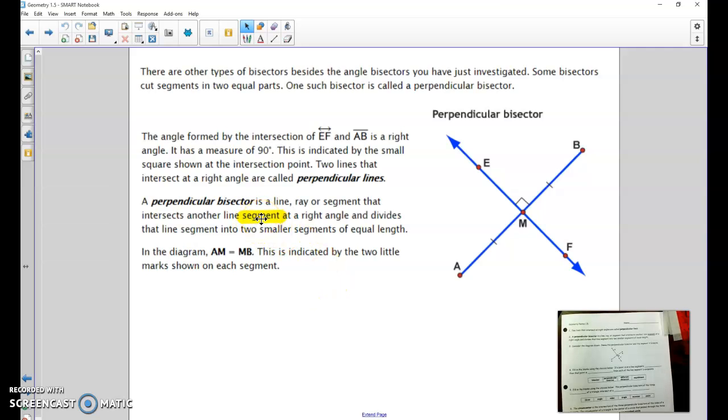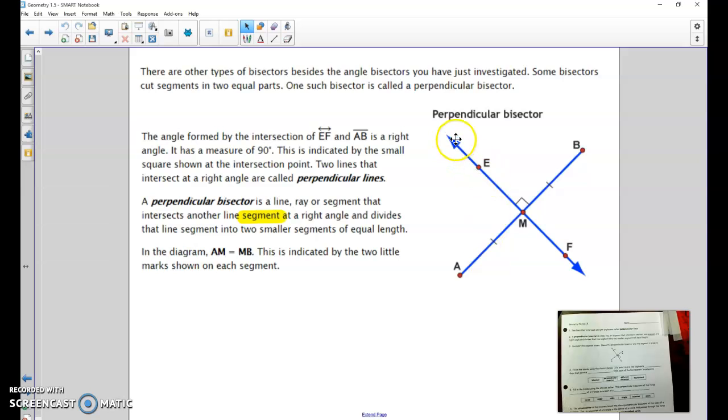We can only have a perpendicular bisector of a segment because you cannot cut a line in half or a ray in half. Now the line or the ray can be the bisector, it just can't be what's bisected. Only the segment can be bisected.